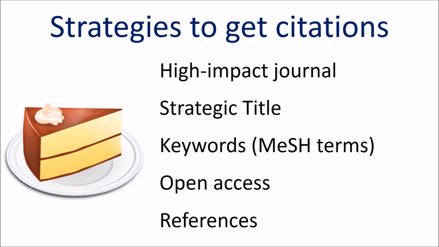Getting your article cited by other articles is like icing on the cake. There are many techniques to do this. The title itself is important for getting attention. Also, keywords can make your article easier to find. However, the most successful technique to get more citations is to publish in an open access format.